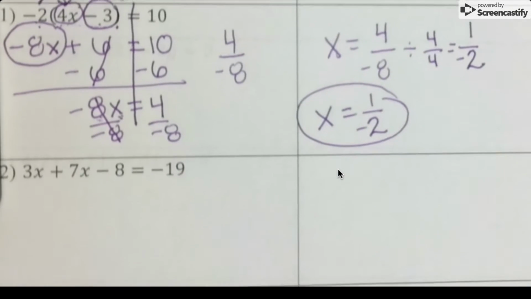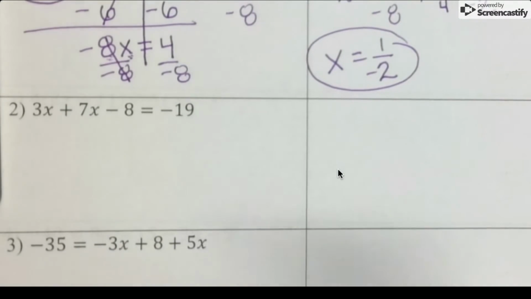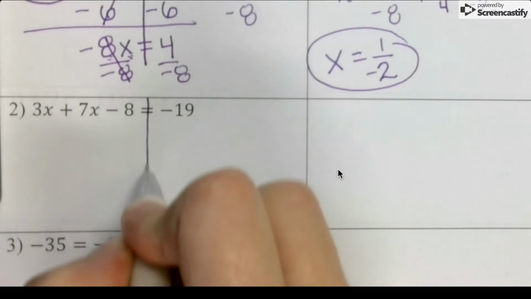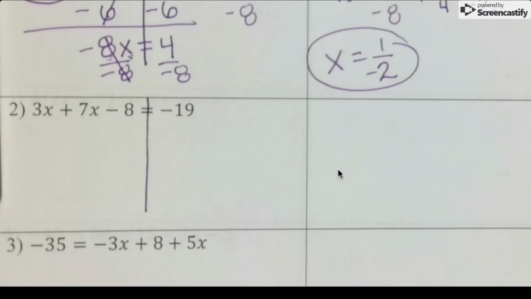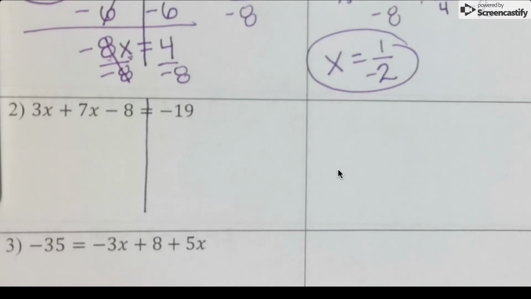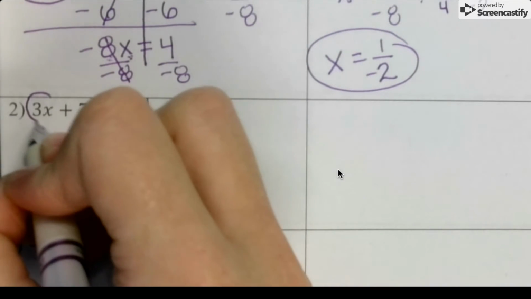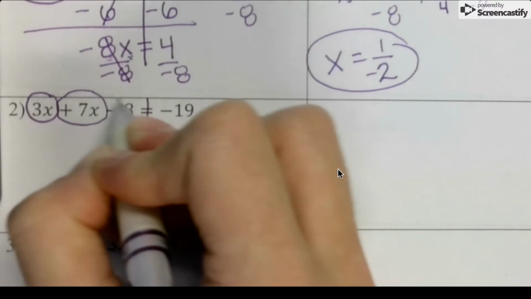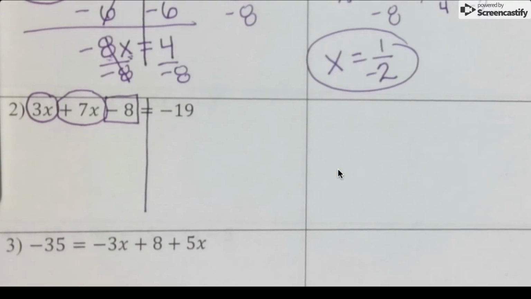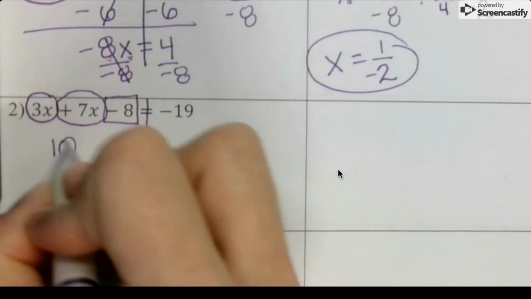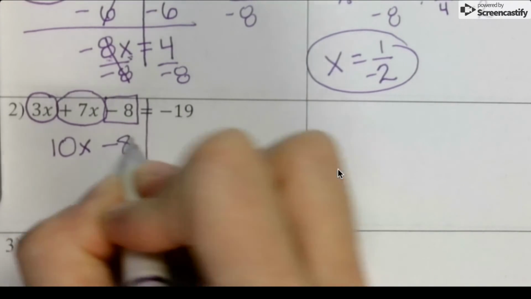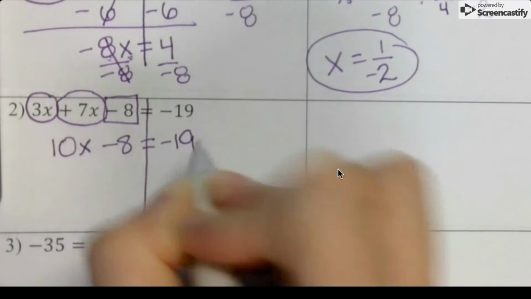Okay? So looking at number 2, I have my barrier. Is there anything to distribute? There's not, which is fine. Is there anything to combine? Well, yeah, these are in the same tree, so I need to put those together. This is in a different tree. So if I had 3x and 7x, I would have 10x. Bring down my -8 equals -19.